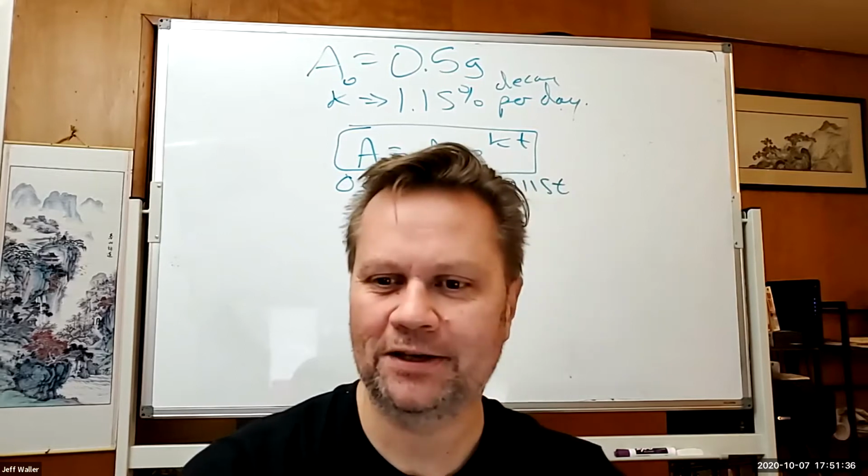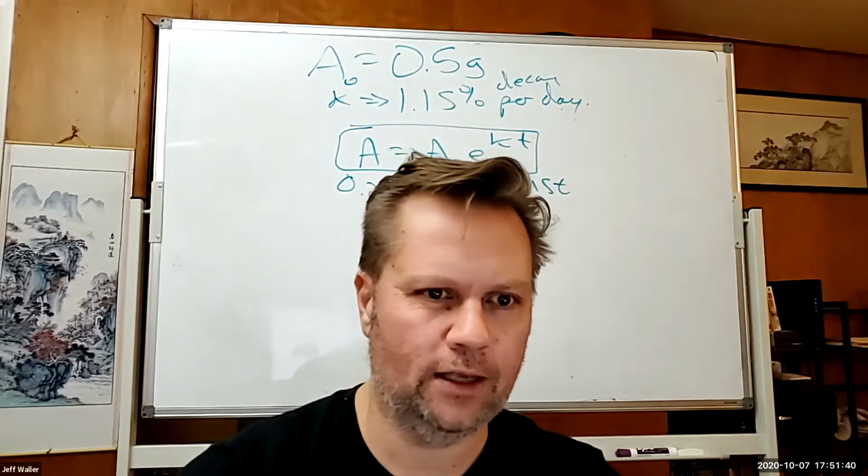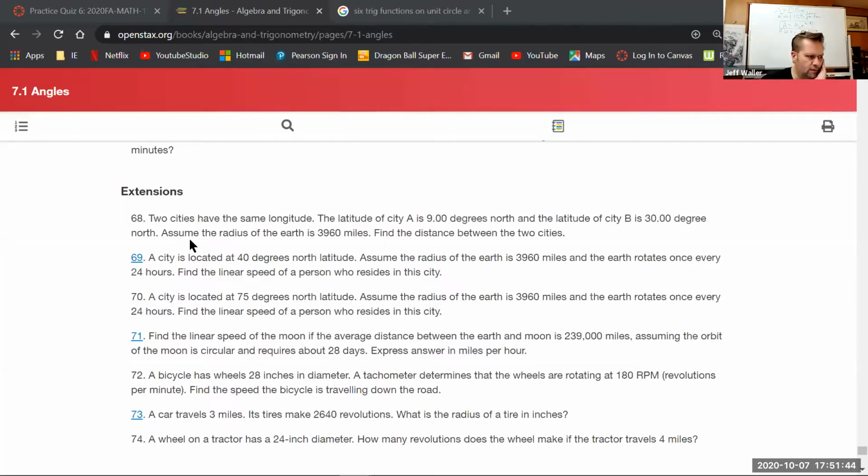I like this. So again, this one is in what I have translated for you to mean bonus. So when you see extensions. So this one: a city is located 40 degrees north latitude, assuming the radius of the Earth is 3,960 miles, and the Earth rotates once every 24 hours. Find the linear speed of a person who resides in the city. Oh, that's so yummy.